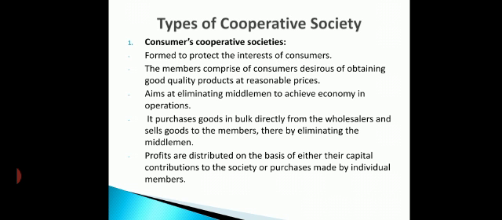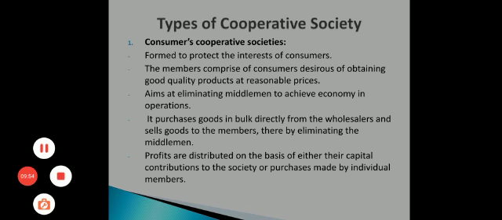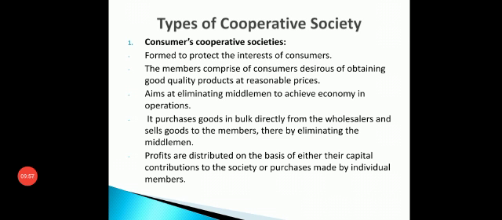For example, suppose I am buying a product from the retailer. The retailer might have purchased it from a wholesaler, who might have purchased it from the producer. So there is a chain. Directly you cannot buy it from the manufacturer or from the producer. So there is a channel of distribution which comes into the picture. If there are too many middlemen, then the profit gets shared, and the price of the product increases.